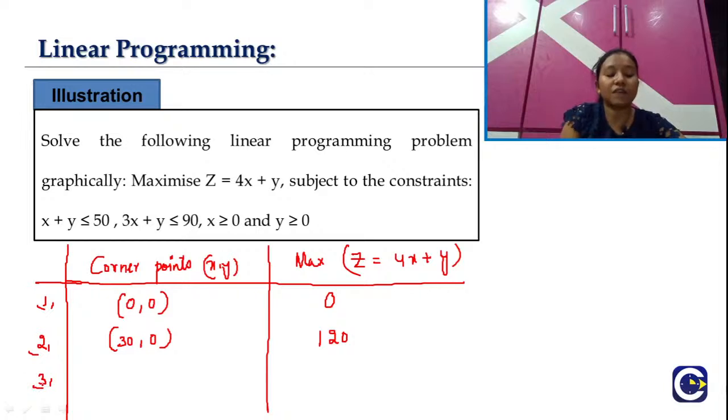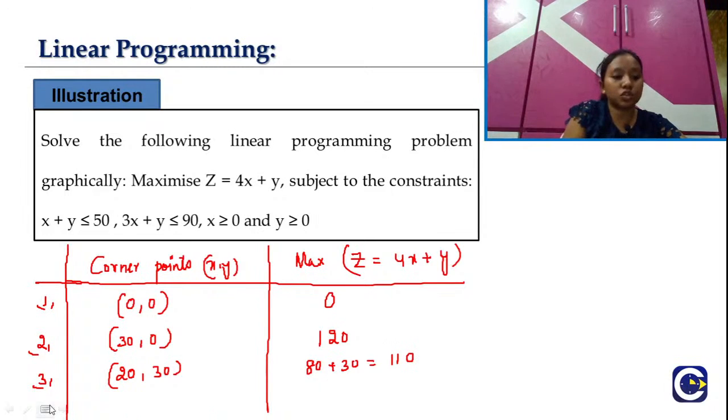And the third one we have seen is x = 20 and y = 30. So x = 20, that is 4 into 20, 80, plus 30, which is equal to 110. And the fourth corner point which we have seen is when x is 0, y will be 50. That means this value is 50.